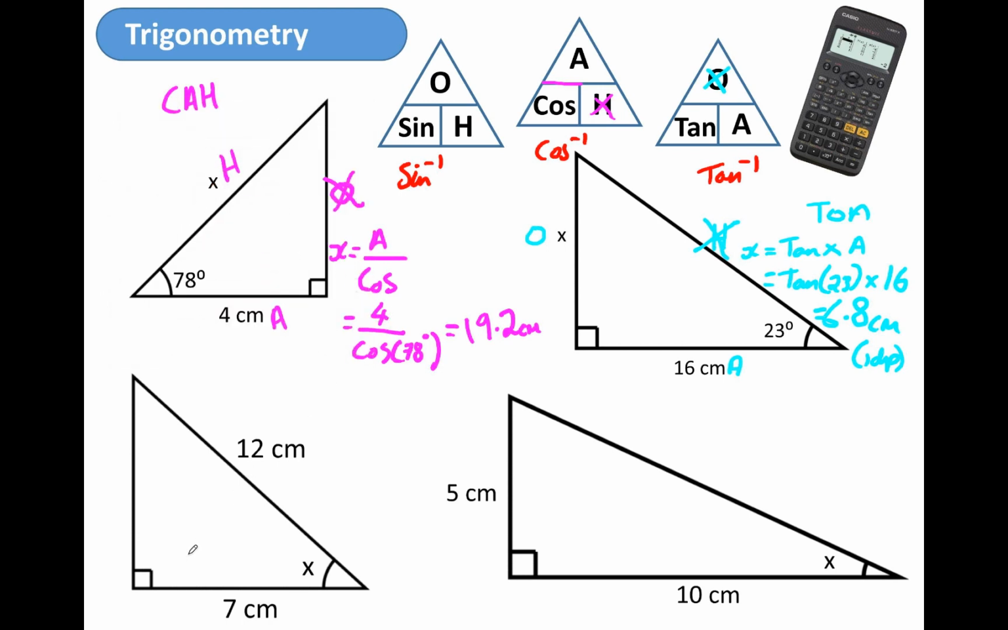Okay, let's have a look. Right, label the sides. It's always the same thing to start with. Always label the three sides. And we've got, that is opposite to the angle.